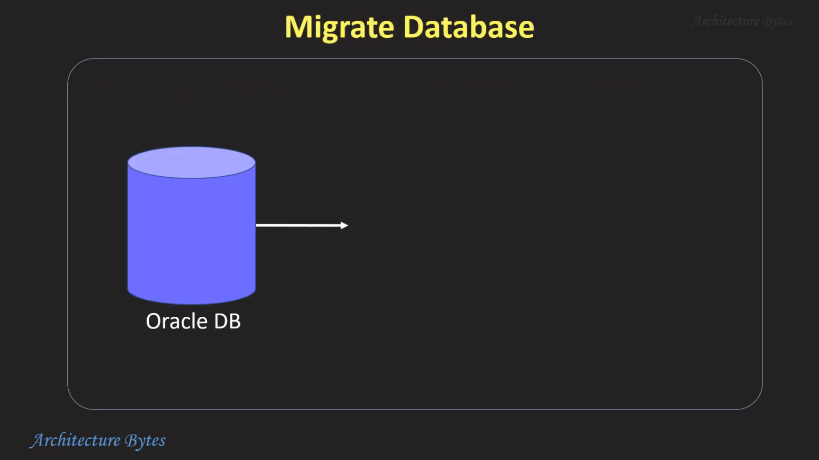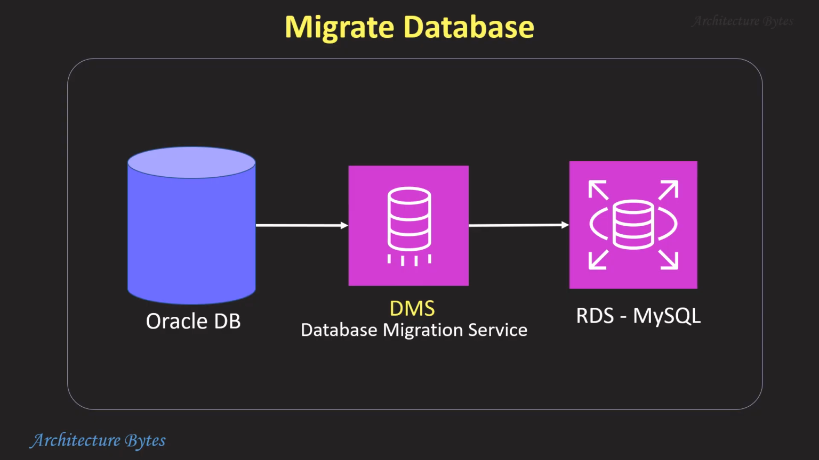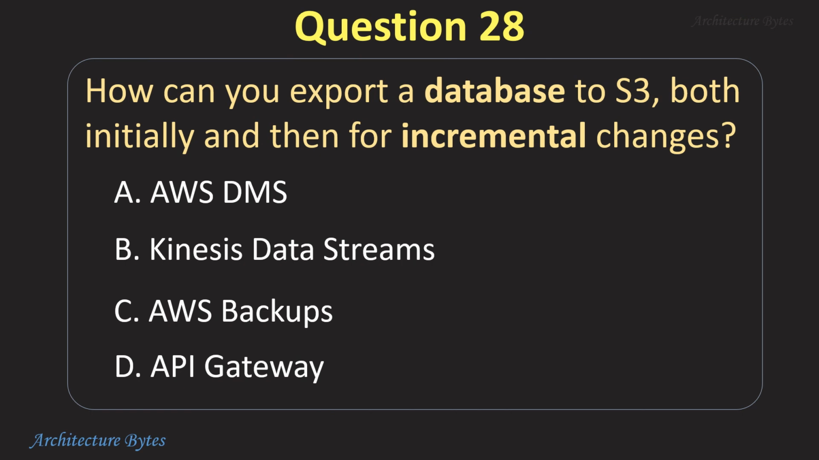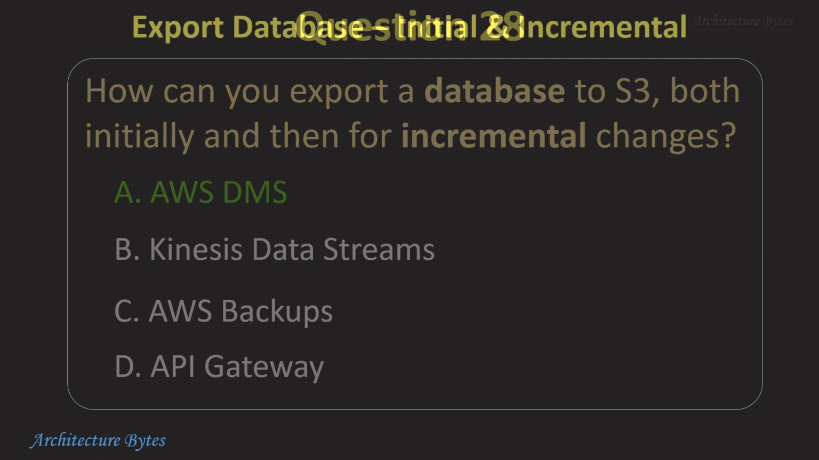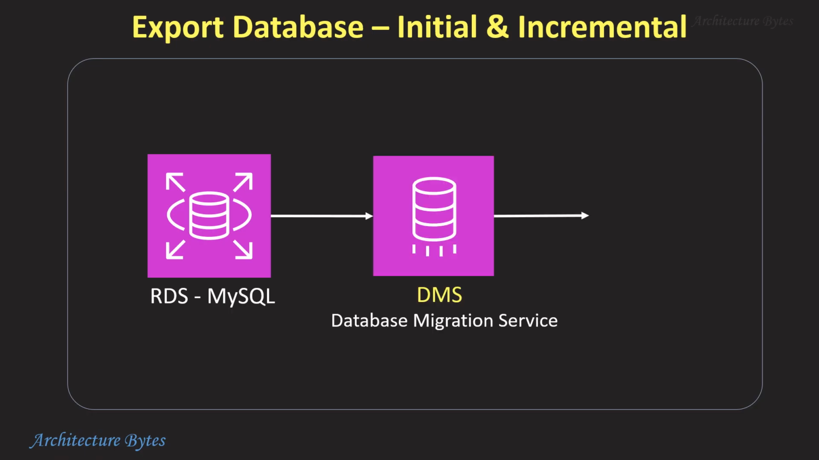AWS DMS or Database Migration Service facilitates migrating data from one database to another, be it within AWS or between your on-premise environment and AWS. How can you export a database to S3, both initially and then for incremental changes? AWS DMS handles both initial and ongoing exports to S3.